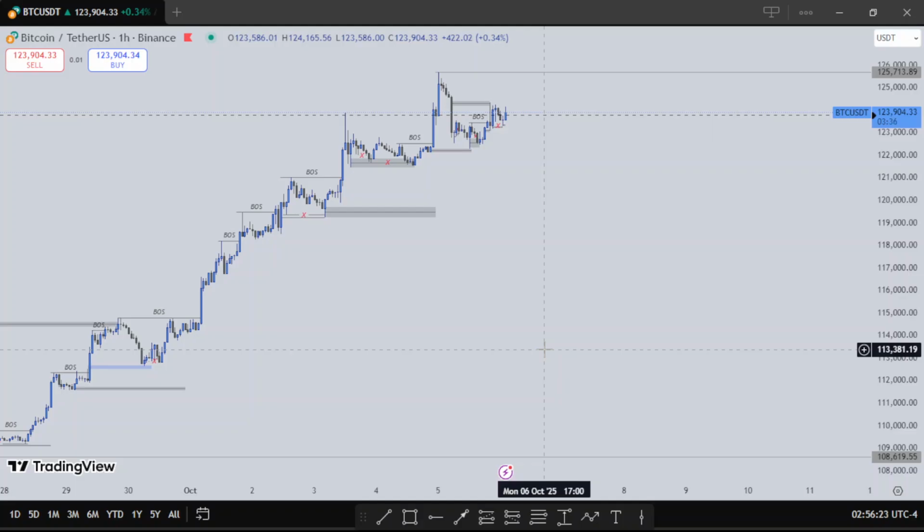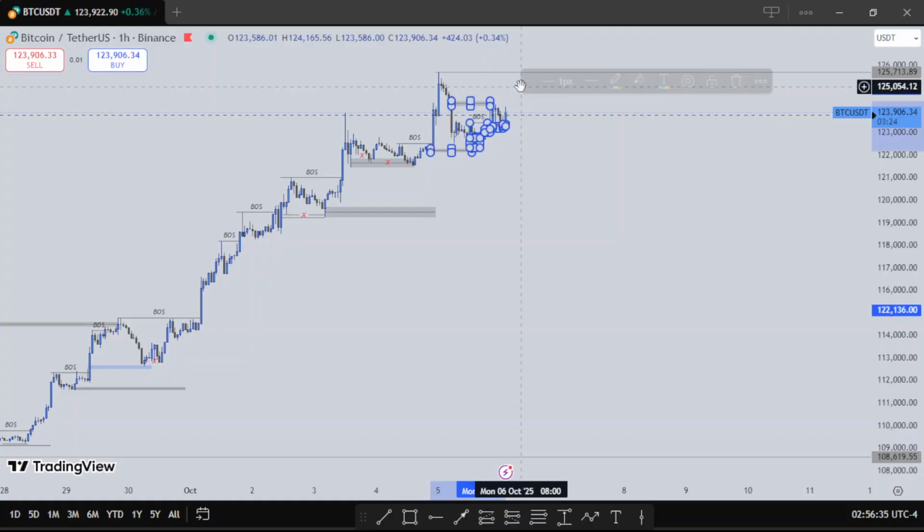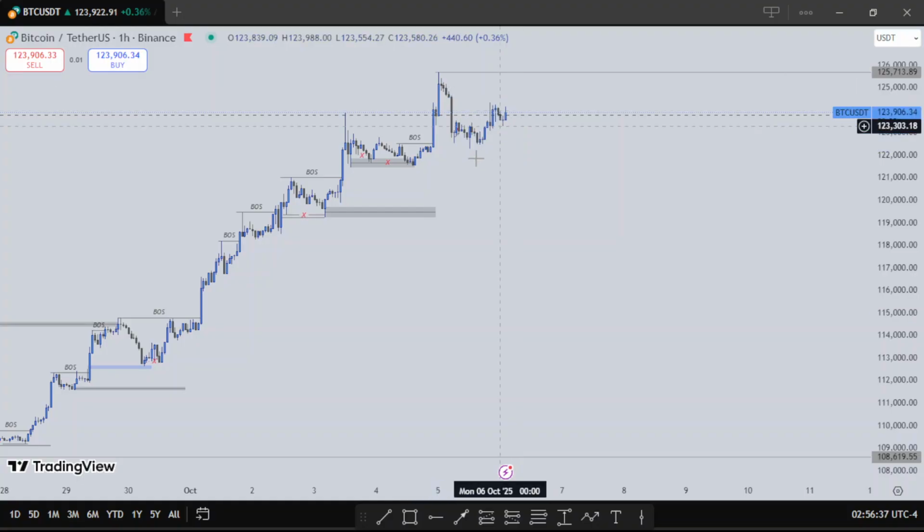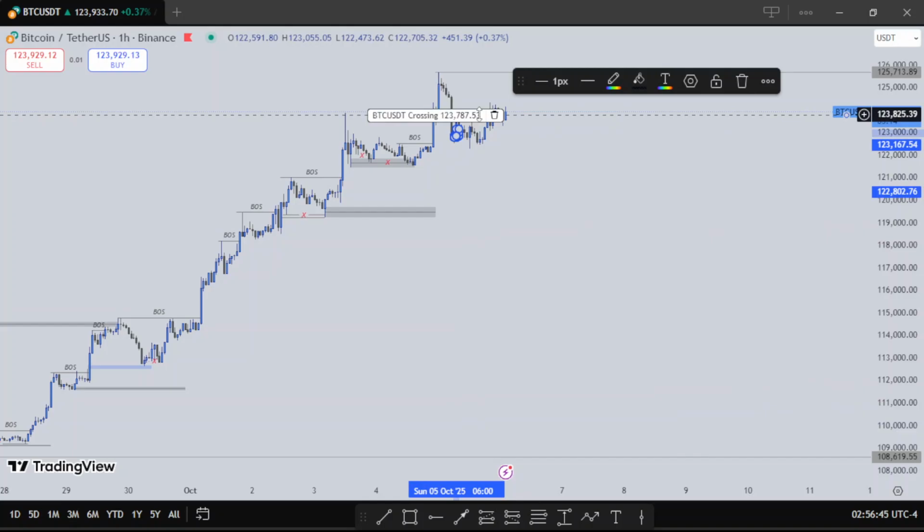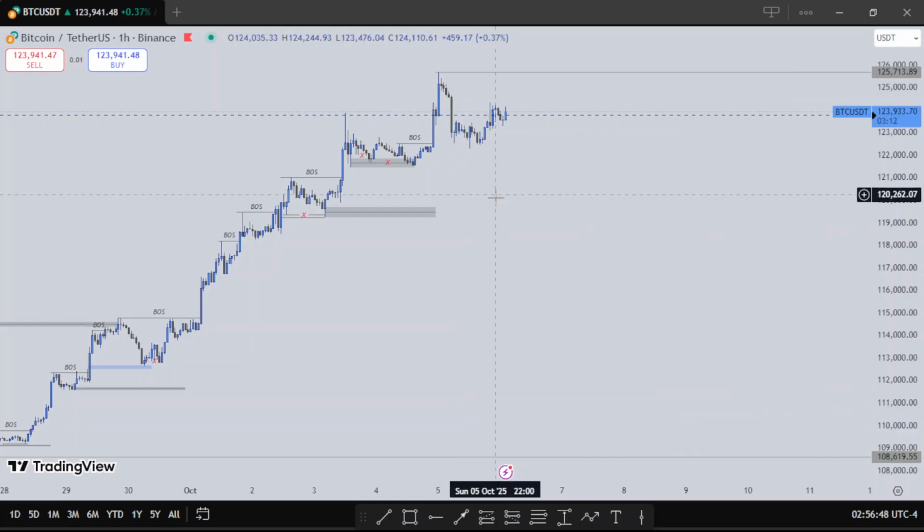Today we're looking at BTC and we're going to have a top-down analysis on it. So let's delete all of this actually. Yesterday's price action. All right.